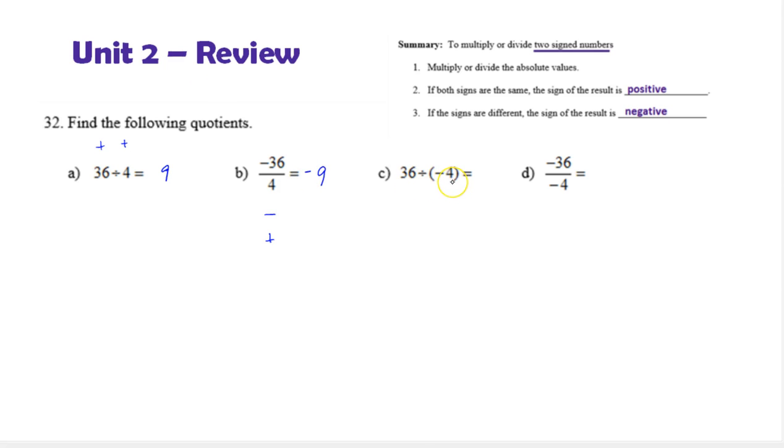36 divided by negative 4. Well, we have a positive and a negative. Divide the absolute values. 36 divided by 4 is 9. Since the signs are different, the result is negative. And here we have a negative divided by a negative. Divide their absolute values. 36 divided by 4 is 9. Since these signs are the same, the result is positive. So our answer is positive 9.